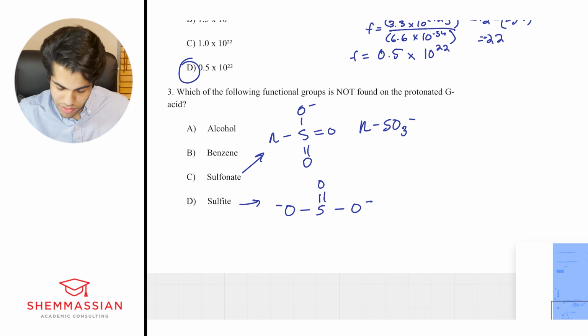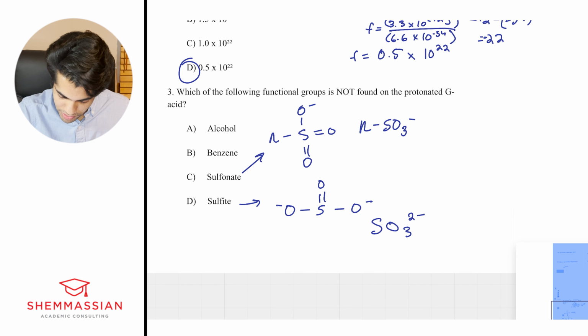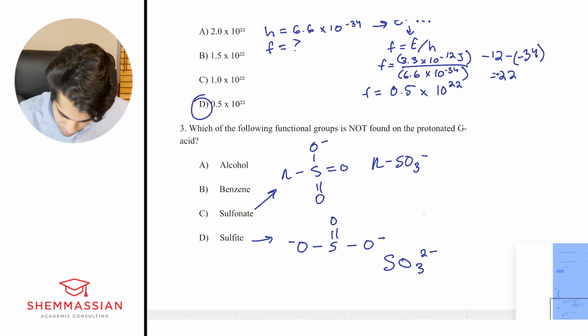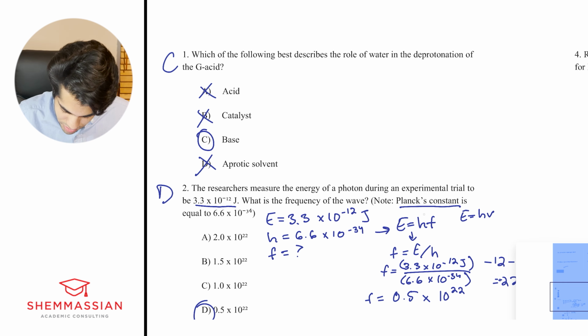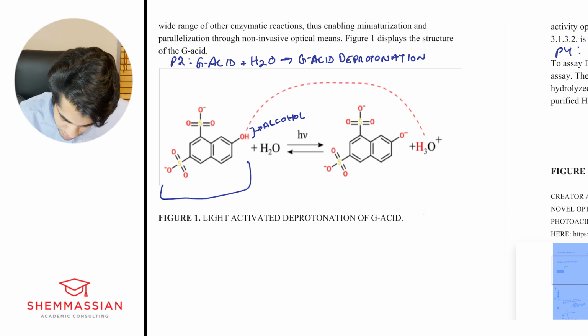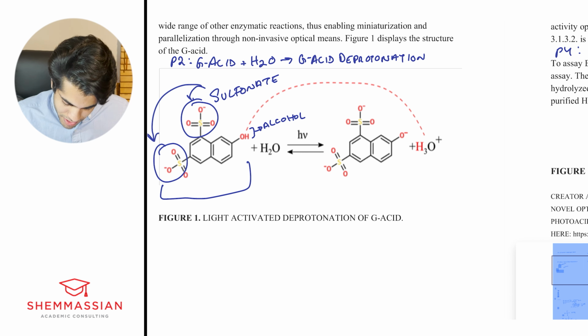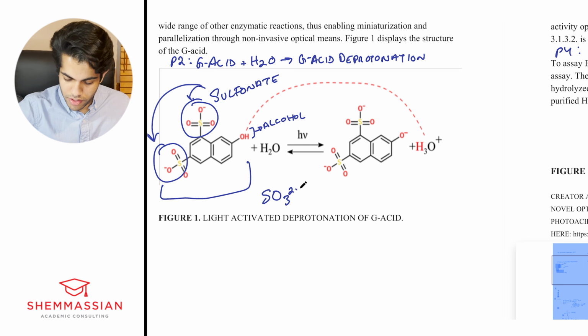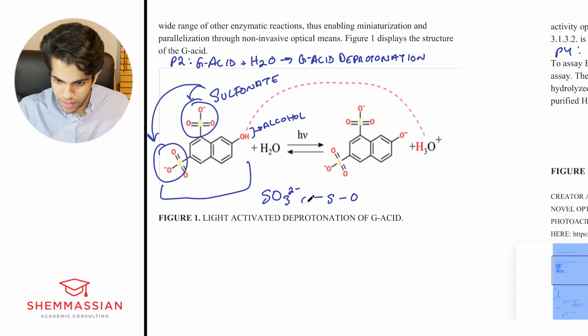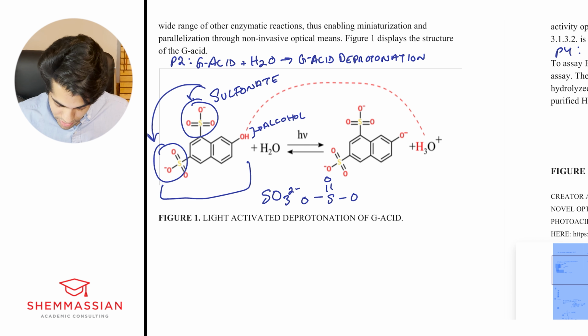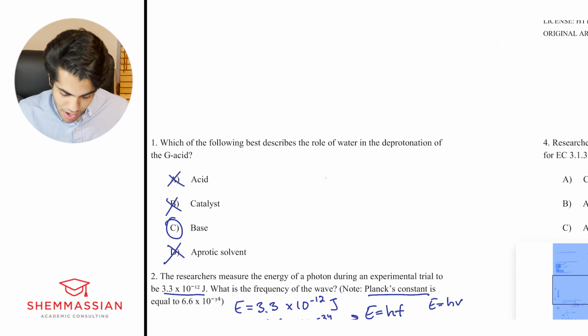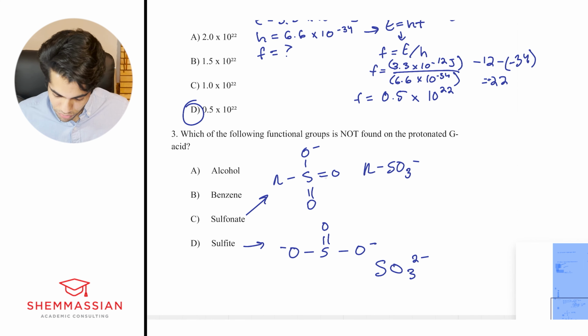So we've got to see which one of these is not present in our figure up here in the deprotonated form of G acid. Right here and right here, I see sulfonate. But remember that sulfite, which again was SO3 2 minus, which looks something like this, I'm not seeing anywhere in that deprotonated form. So to me, the best answer is going to be D, sulfite. Sulfonate, benzene, alcohol, all of those were present, but sulfite was not.